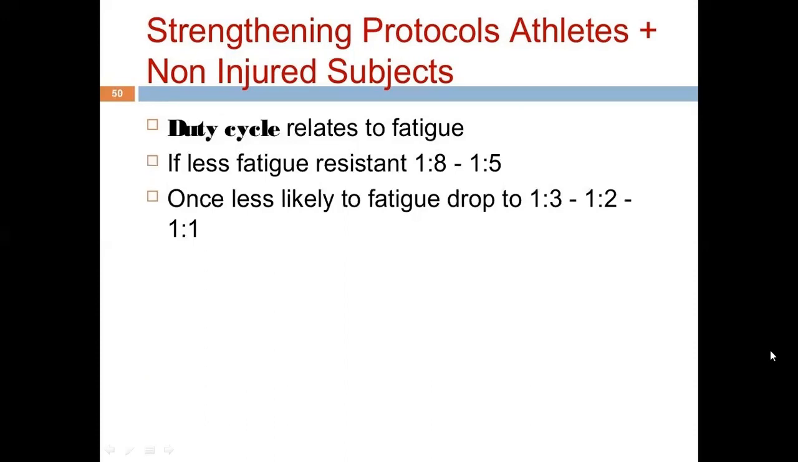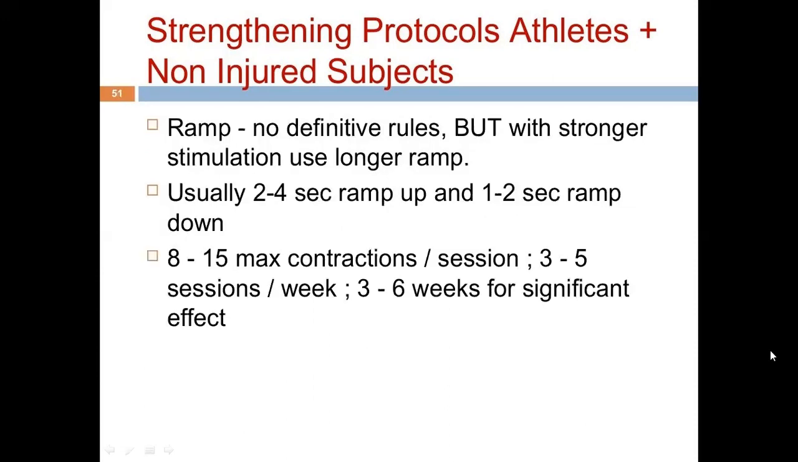The duty cycle relates to fatigue. If less fatigue, the ratio should be 1:8 or 1:5. If more likely to fatigue, drop to 1:3 or 1:2 to 1:1. The ramp has no definitive rules, but with stronger stimulation, use a longer ramp. Usually a 2 to 4 second ramp up and a 1 to 2 second ramp down is enough. Use 2 to 15 maximum contractions per session, 3 to 5 sessions a week, for 3 to 6 weeks for a significant effect.